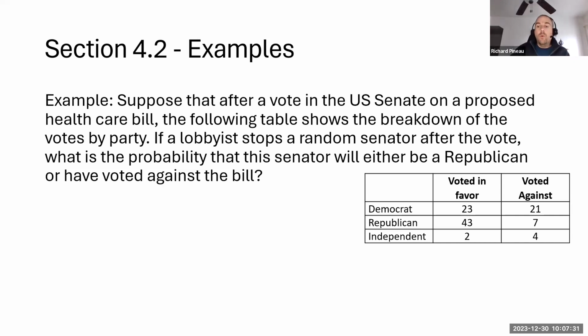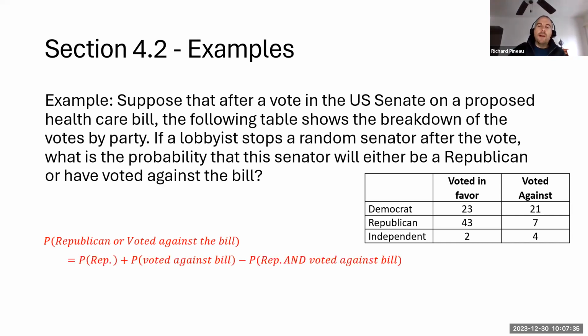So there's the key word there, or. Republican or voted against the bill. So again, writing this out in words so I can see it: probability of a Republican plus probability of voted against the bill minus the probability that somebody is Republican and voted against the bill. Okay, so first of all, I need to figure out how many Republicans there are who are present here, and that would be 50. So that's the 43 plus 7. There it is, 50 out of the 100. Hopefully everybody remembers 100 senators, U.S. senators. Go back to your political science class.